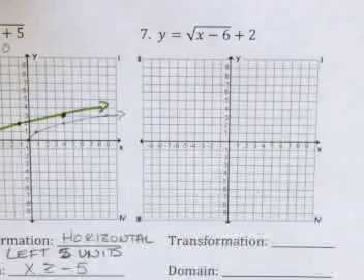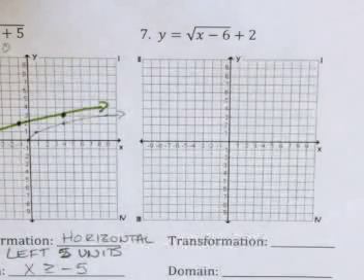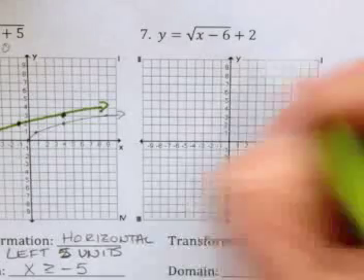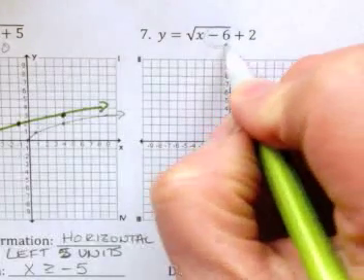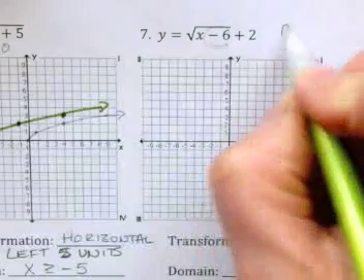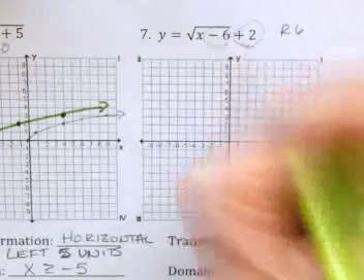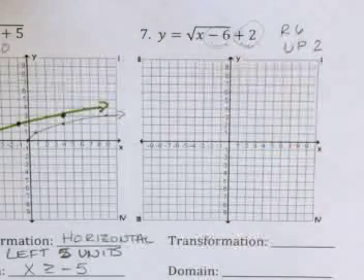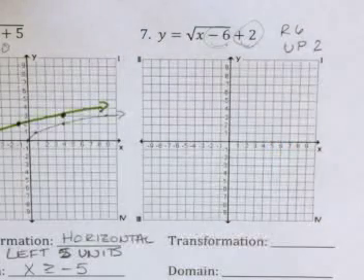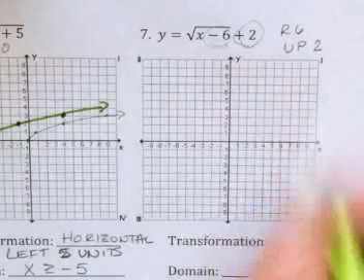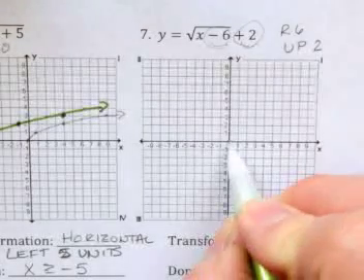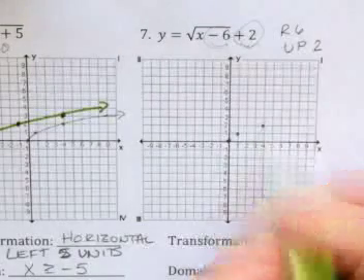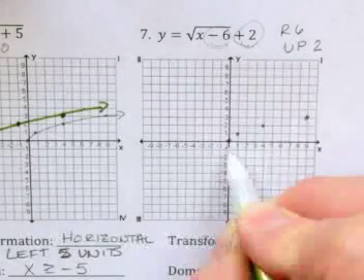This is example 7 in our notes on graphing square root functions. If we take a look at the function we've been asked to graph, we are shifting to the right 6, and we are shifting up 2. So I'm going to graph the parent function, and then just go ahead and shift each one of my points in the direction indicated. (0, 0), (1, 1), (4, 2), and (9, 3) are my parent function points.